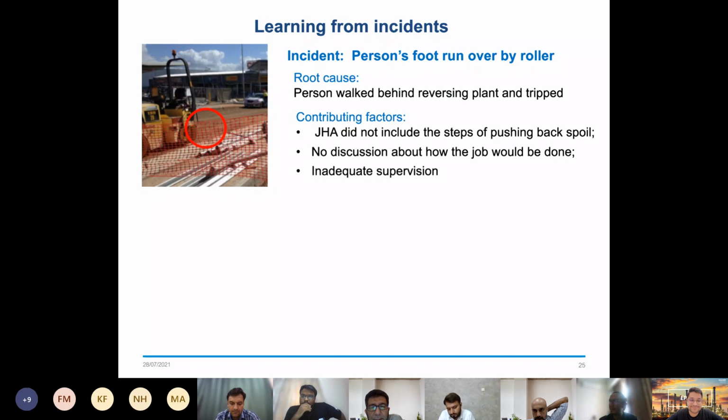All right, everything should be what we discussed now. It should be under JHA, documented and also discussed during the board meetings together with the LMRE. Also inadequate supervision should be there, in terms of improving the supervision as well. Having a banksman, flagman, people standing there, supervision. So all these are contributing factors.